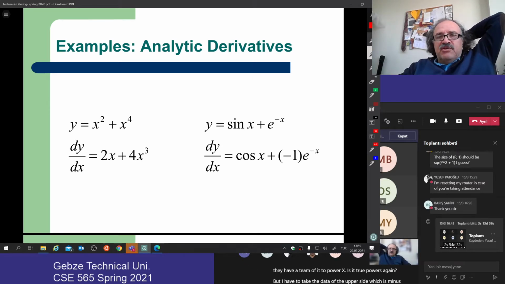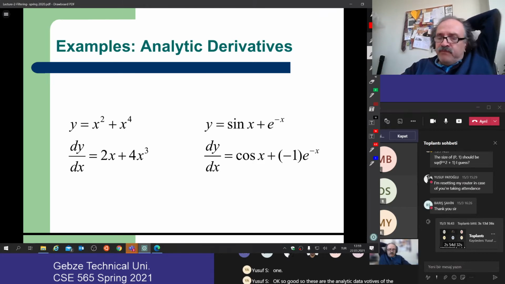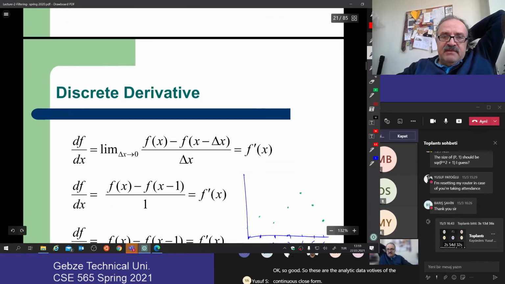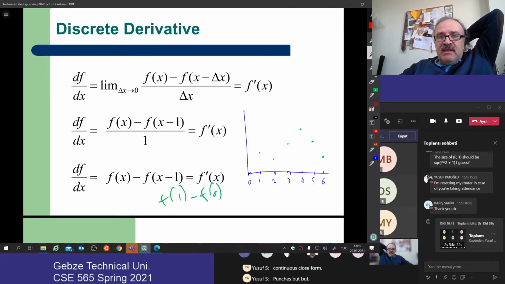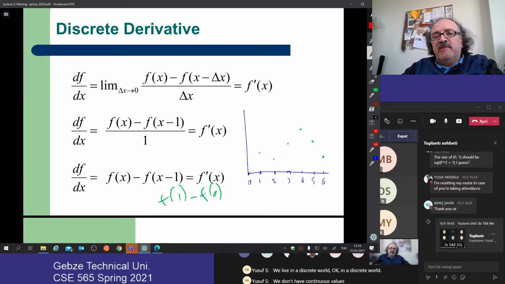Okay, so good. So these are the analytic derivatives of the continuous closed form functions. But in our case, we live in a discrete world. In a discrete world, we don't have continuous values. So when we say delta x cannot be as small as possible, delta x at the smallest is 1. We cannot go any smaller than 1 because it becomes 0.